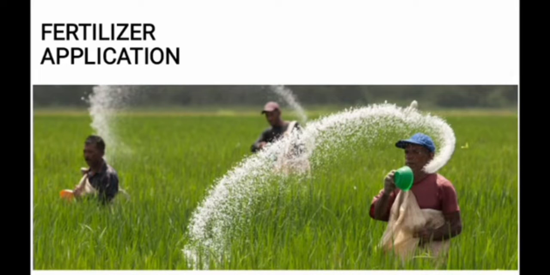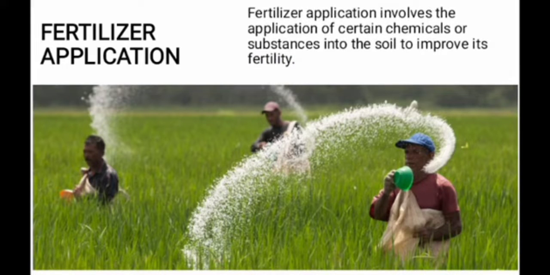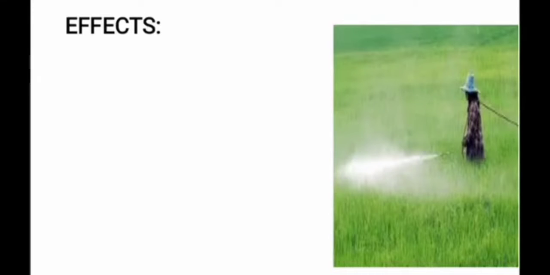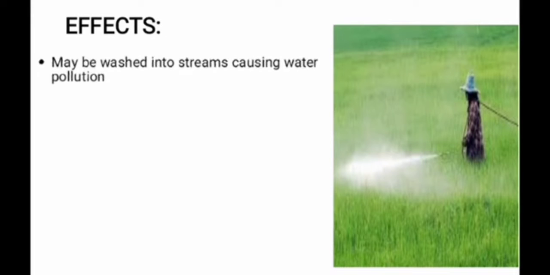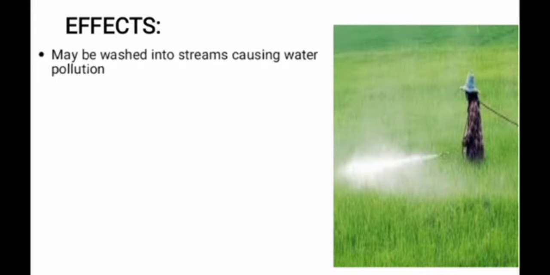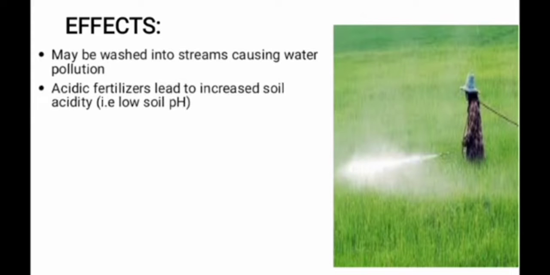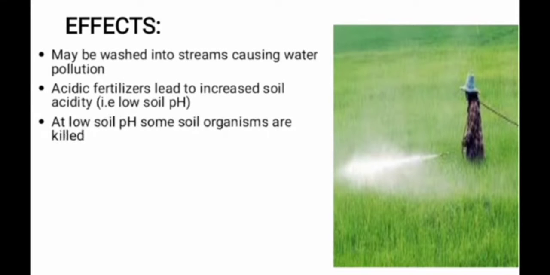So, next one is fertilizer application. What is fertilizer application? It involves the application of certain chemicals or substances into the soil to improve its fertility. This also has various effects. Number one is that it may be washed into streams, causing water pollution. Fertilizer application can also lead to increase in soil acidity, that is making the soil to have a low soil pH. At low soil pH, some soil organisms are killed.